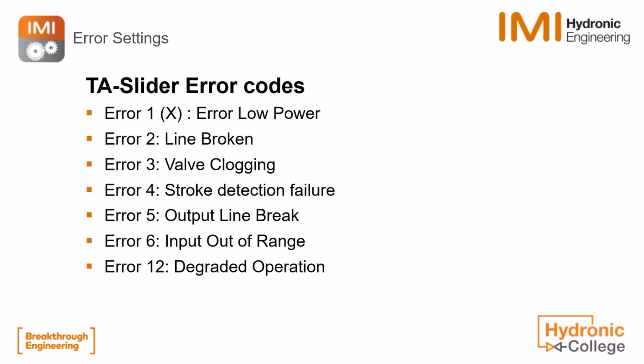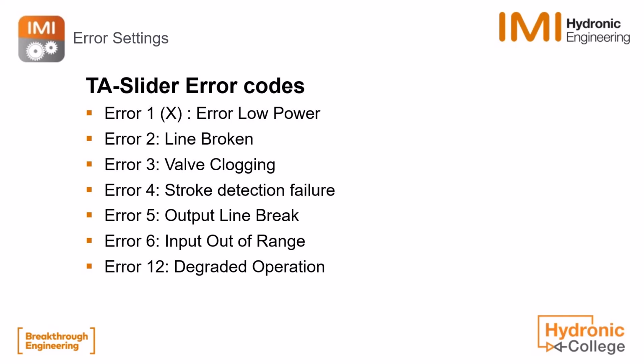Error 2 is the line break detection error. This means the signal is below 1 volt when 2 to 10 volt is set. Error 3 is valve clogging, which means the TA slider cannot reach the desired position. Error 4 is the stroke detection failure.